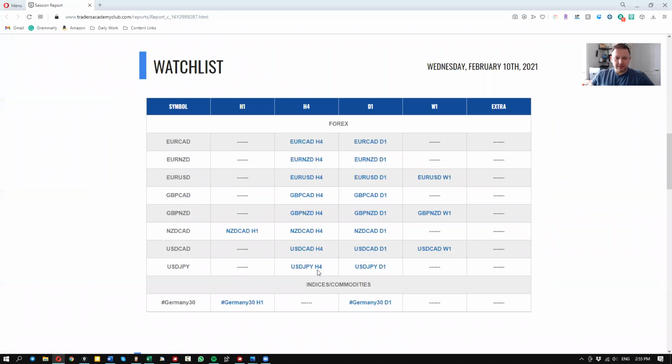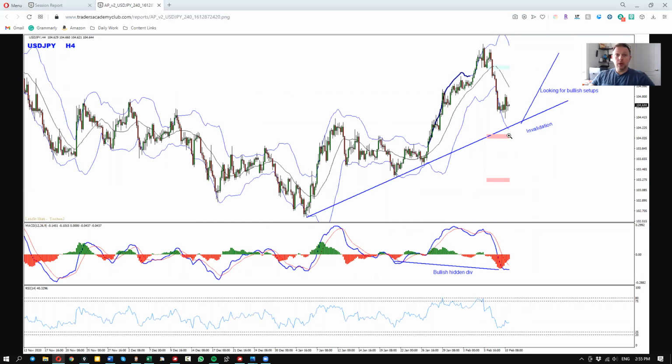The next step is we go to the 4-hour chart and we are looking for trades. So let's discuss the hidden divergence trading, what it is and how it's done.